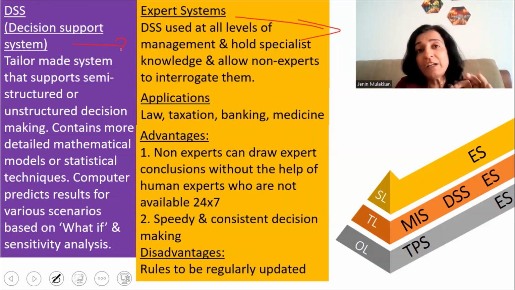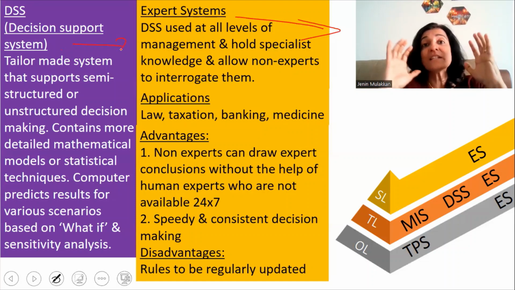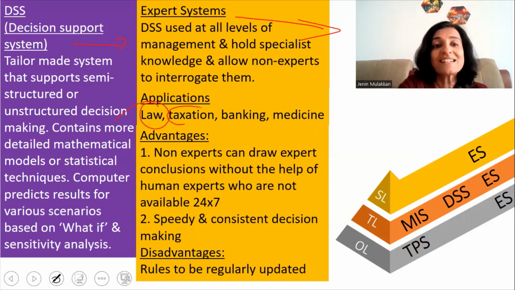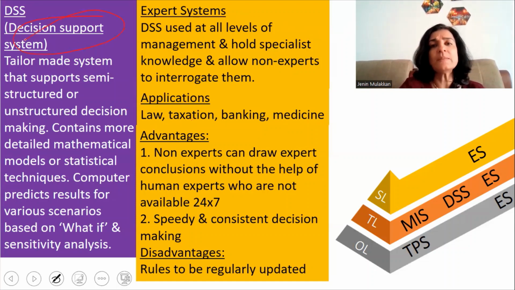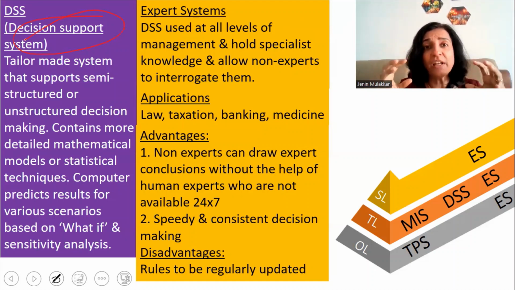Now, you might wonder what is the difference between an expert system and the other decision support systems. Now, the specific feature of an expert system is that it is domain specific. That is, it will be related to a particular area like law or tax. But the other decision support systems are not specific to a particular area of expertise.